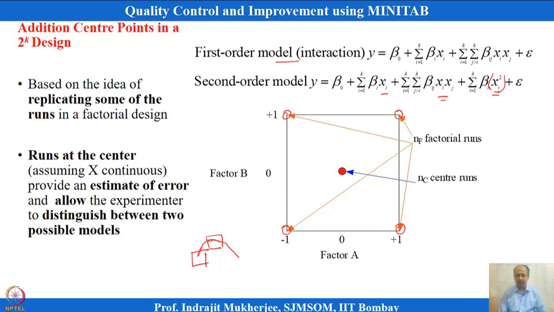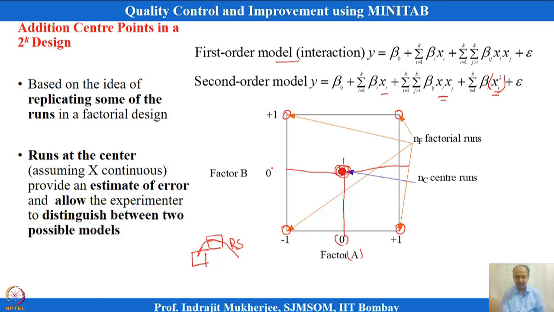To make sure that we are near the region of curvature in the response surface that we are generating, we add center points in the design. Generally, this zero point you can consider as the as-is condition. That means the current scenario is the zero condition, that setting is the current zero condition for factor A and factor B.